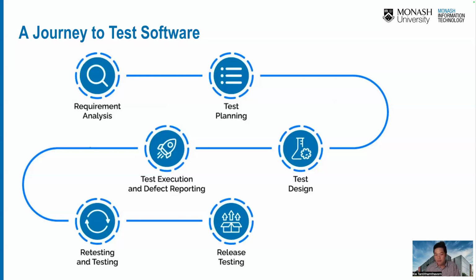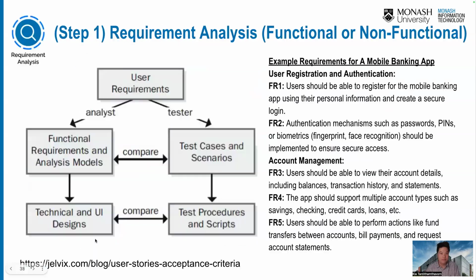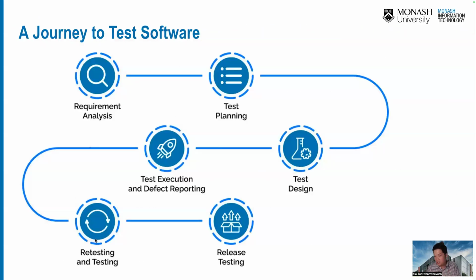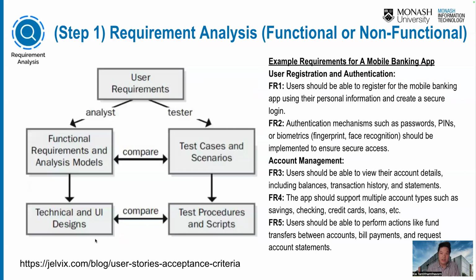Test execution, we execute the test cases. Once you find a bug, you report a defect, using something like Jira or GitHub. And then you retest it. Once everything is passed, then you can release it. That's the journey of software testing. This is an example. What is that?